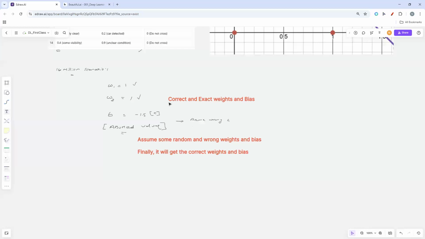Whatever the generative AI or deep learning model you might be having, this is how model training will happen: it starts with some random weights and biases, and it will get the correct weights and bias.